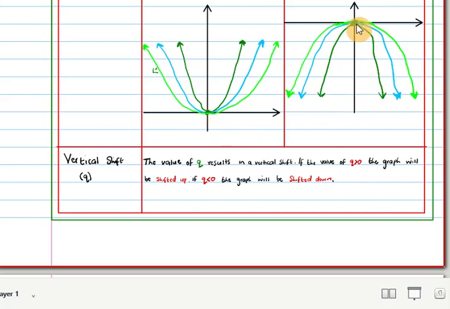Same thing applies even here. No matter whether the graph is sad or happy, when we talk of the value of Q, it's the very same way. So if Q is greater than 0, that means your graph is shifting Q units upward. If Q is less than 0, that means your graph is shifting Q units downward.